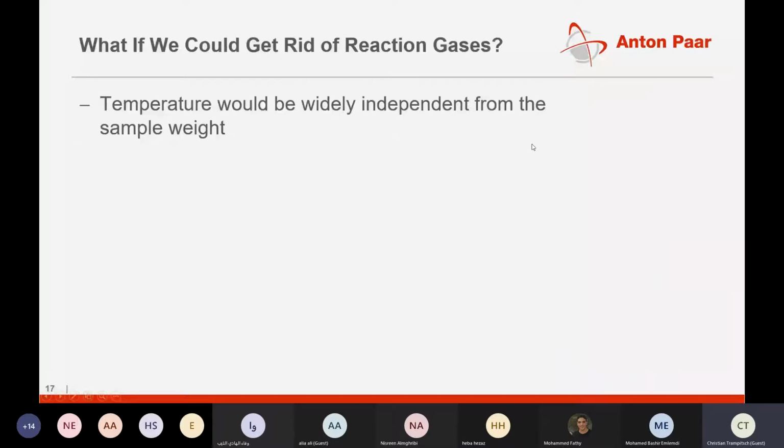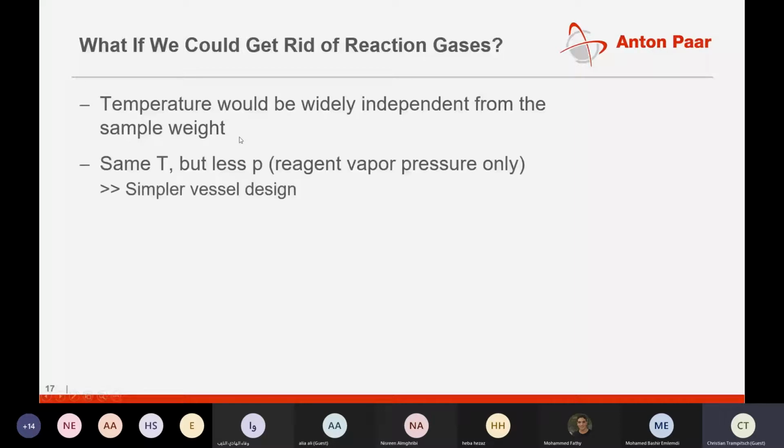If we can get rid of reaction gases, the temperature we can digest our sample will be quite independent from the sample weight. No matter if you have low or high sample weight, you will always reach the same temperature. You will always get the same digestion result. If you have a vessel which only has to withstand 40 bar instead of 60 or 80 or 100 bar, we can still reach the same temperature.